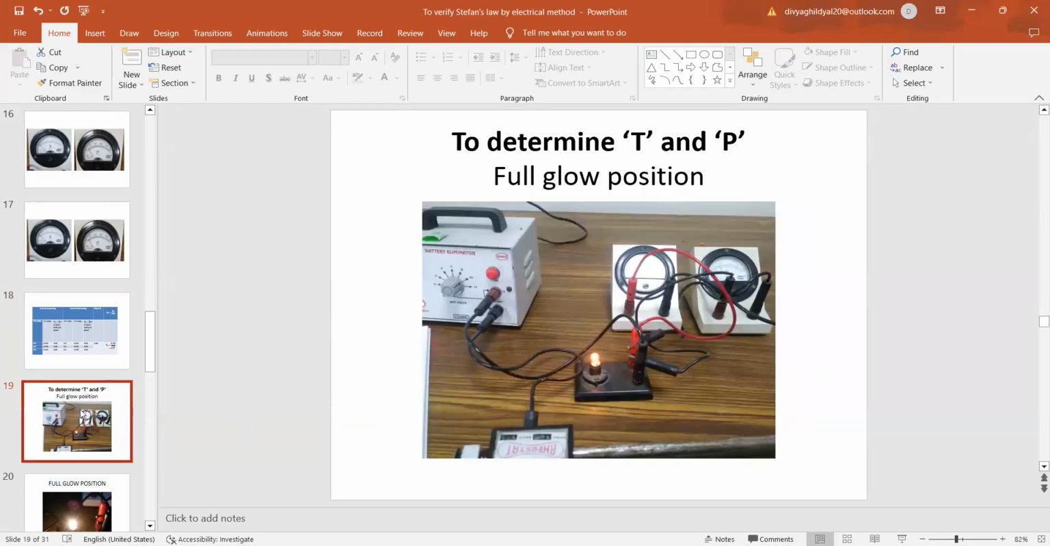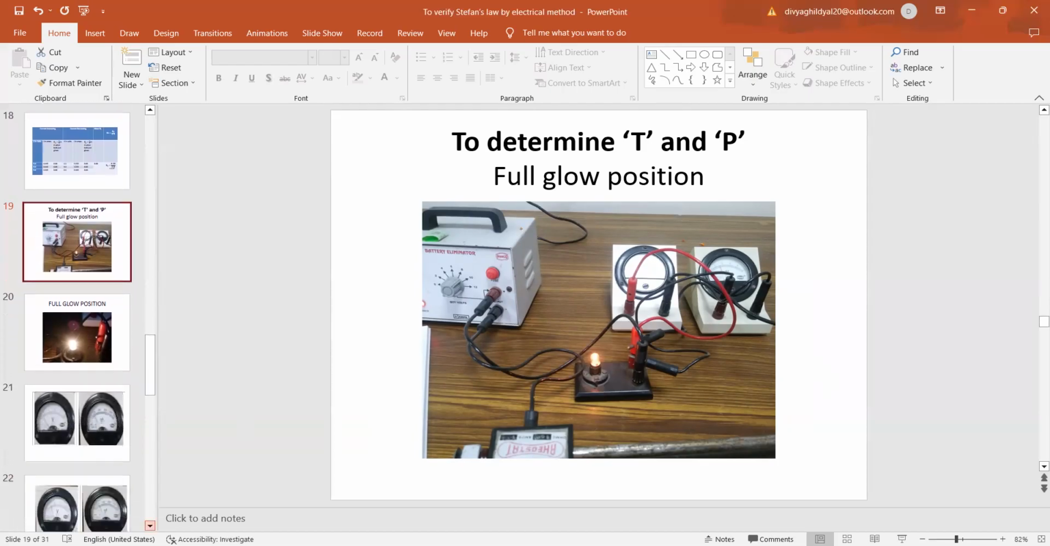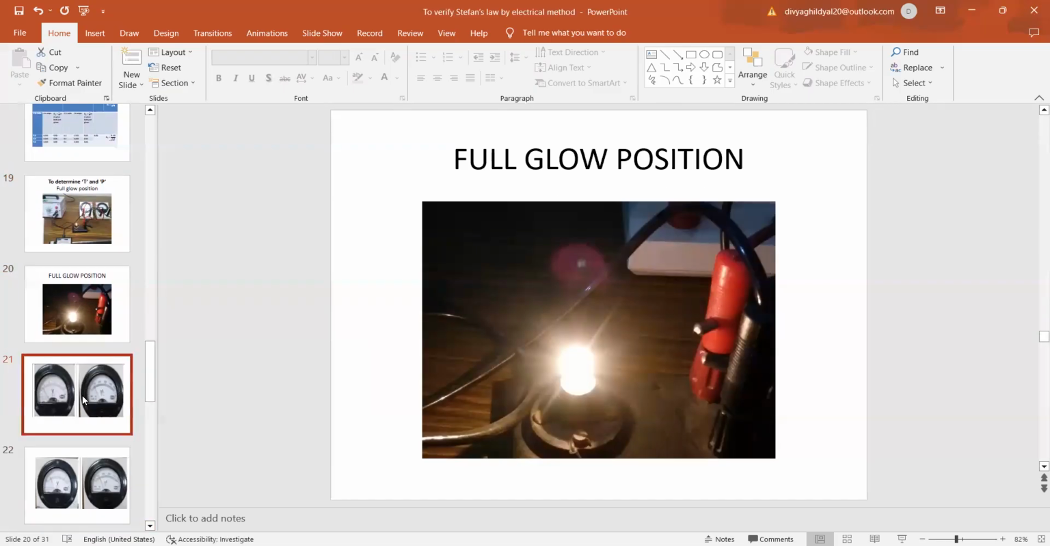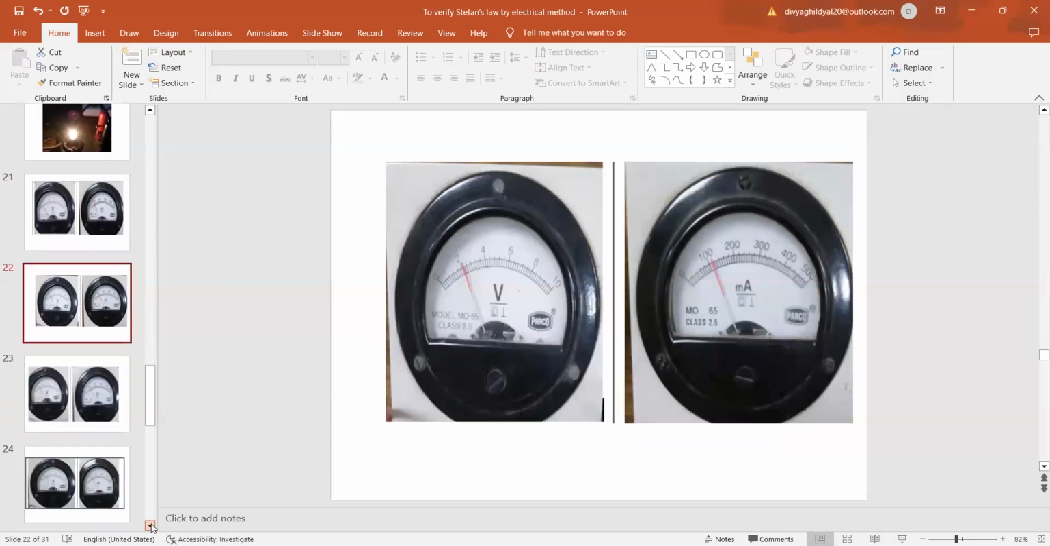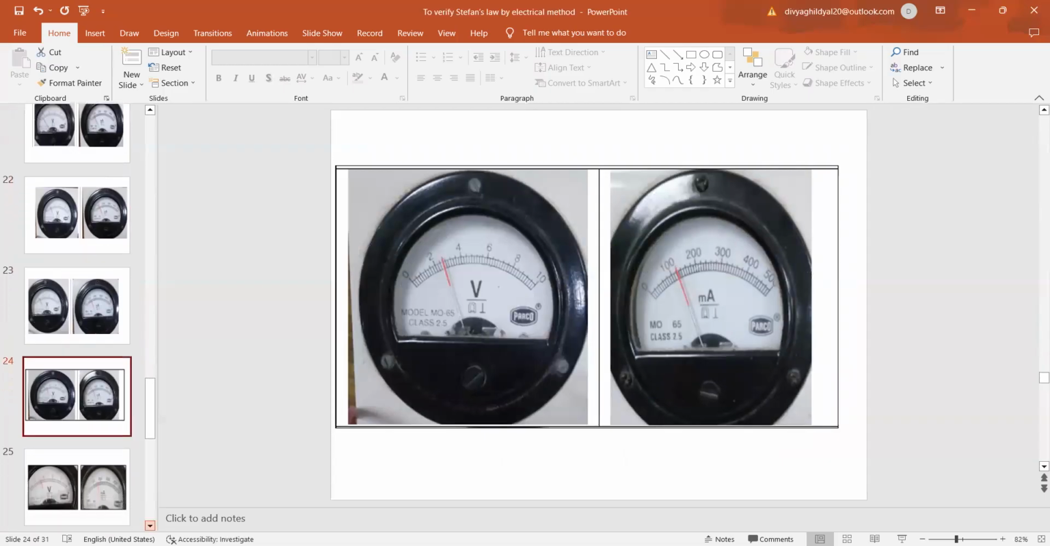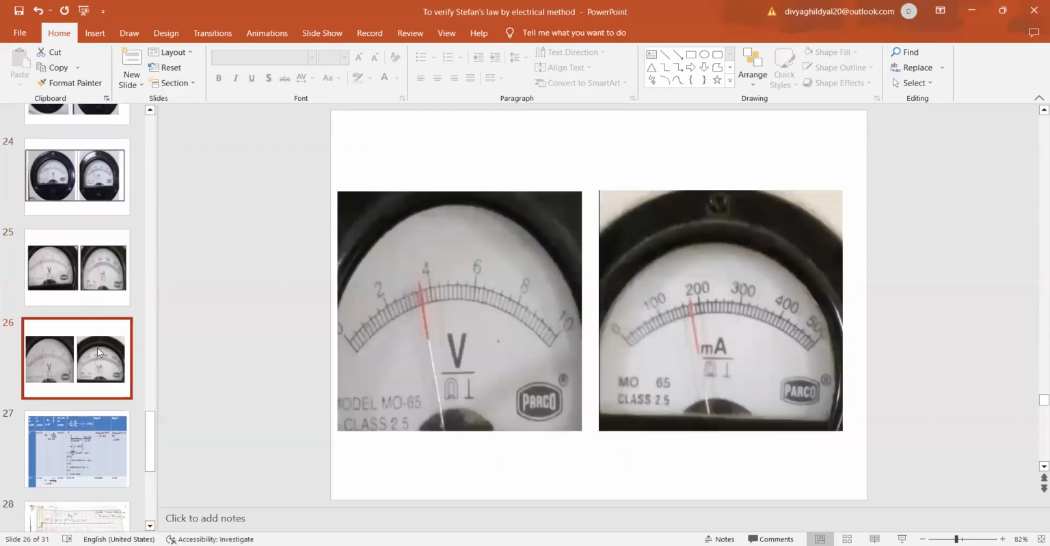Now, for the second table, I need temperature and power in the full glow position. This is my tungsten filament bulb behaving like an approximate black body. I will glow the bulb fully with the help of a rheostat and note the readings at various intervals of voltage and the corresponding current which I am obtaining. Like here you can see on the screen, this reading will give me 1 volt and the current will be 90 milliampere.